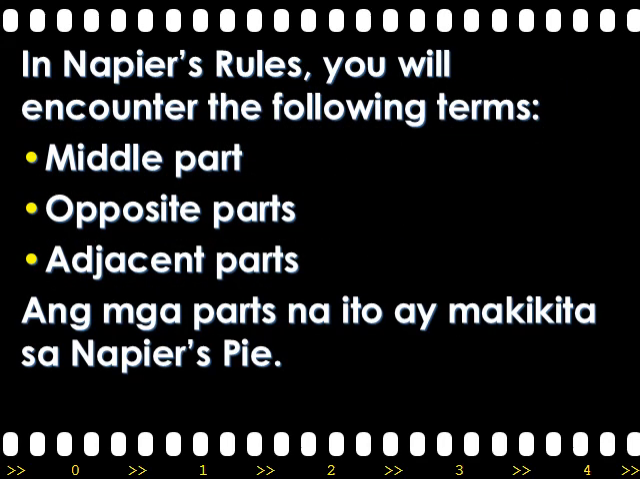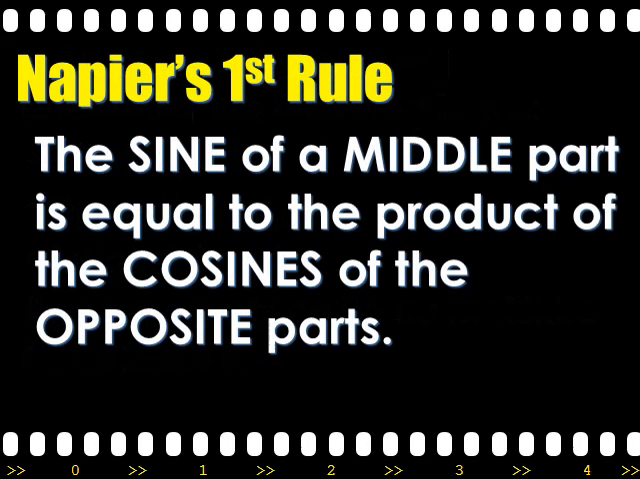In Napier's rule, you will encounter the following terms: the middle part, the opposite parts, and the adjacent parts. Mga parts na to ay makikita sa Napier's pie. Ang tanong, ano ba yung middle part, ano yung opposite, and ano yung adjacent? As we progress, malalaman nyo yan. Usually, malalaman nyo ito kapag tumitingin na kayo ng given dun sa problem, and then i-compare nyo siya dun sa Napier's pie.